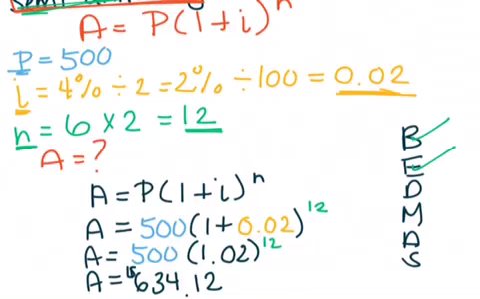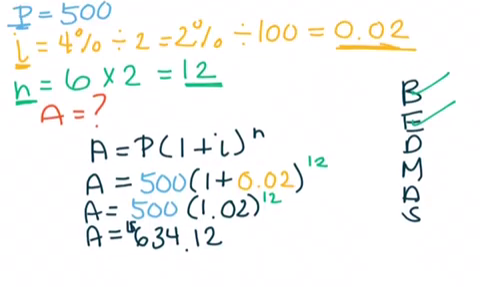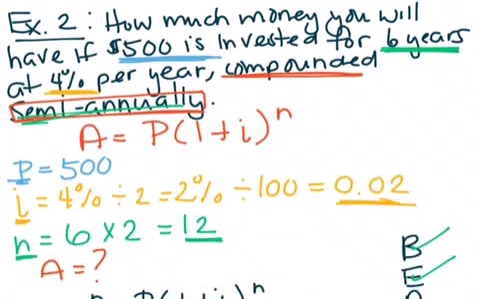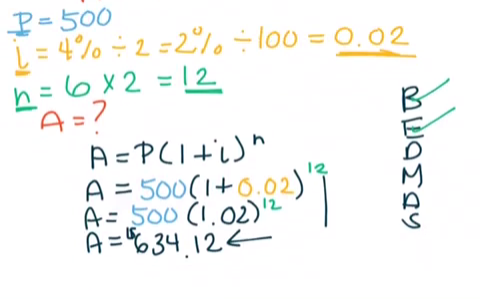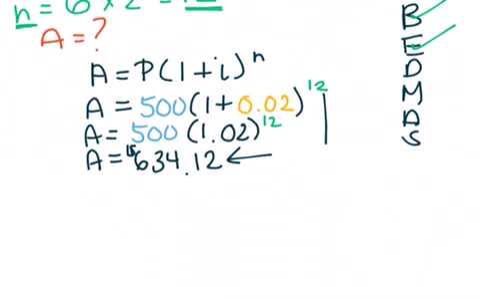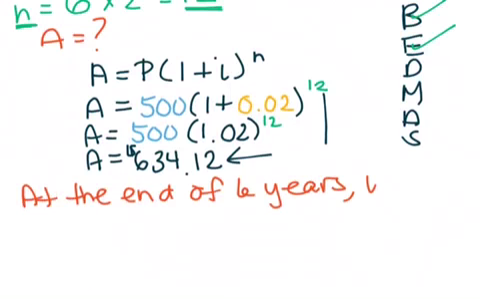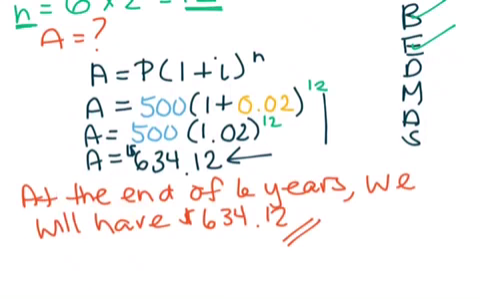And once you're done, let's not forget what the question was asking. The question was asking, determine how much money you will have if $500 is invested for 6 years. So how much money we're going to have is $634. So we can say, at the end of 6 years, we will have $634.12. That's pretty awesome. Free money. Woohoo! All right, let's try the last example together.